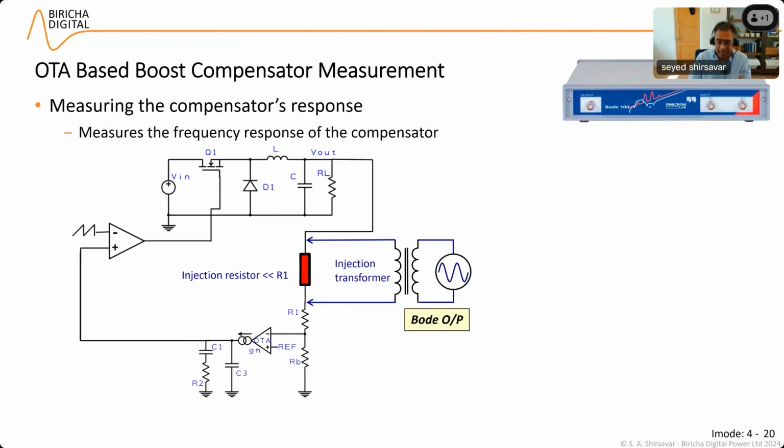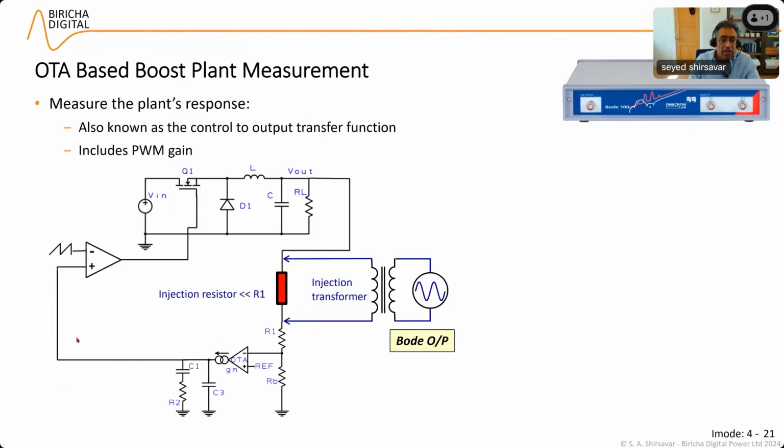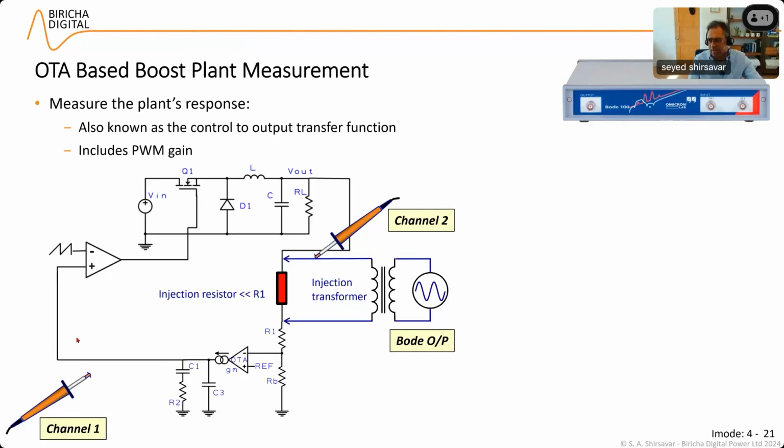Okay, and this is the measurement that I've just done. That is your Bode 100. This is your injection resistor. To measure the compensator, you put channel 1 here on top, just at the bottom of the injection resistor, and you put channel 2 there, just on the output of the transconductance amplifier, and then you get the measurement that you want. If you wanted to measure the plant, then channel 1 goes there, channel 2 goes there. Again, you can download this later, I believe. So it's there for you if you need it.